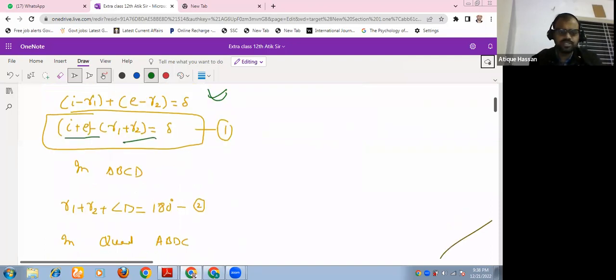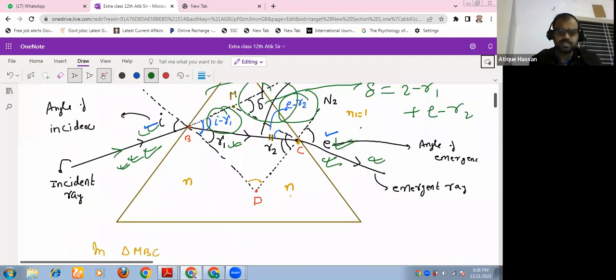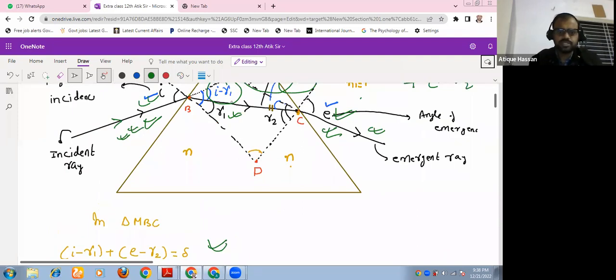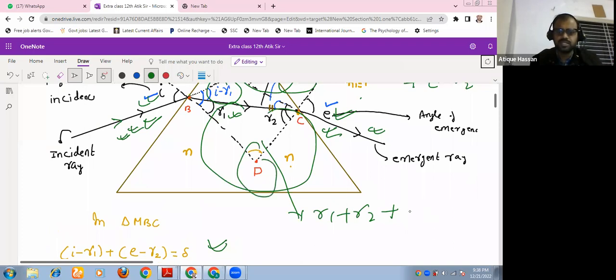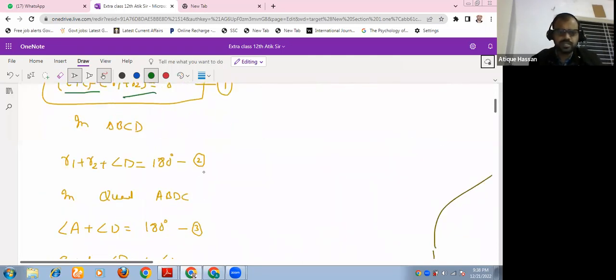Now, if you see in the triangle BCD, obviously what can we write? We can write R1 plus R2 plus this angle. If we call this angle D, then obviously R1 plus R2 plus D will be equal to 180. So we can use this formula.